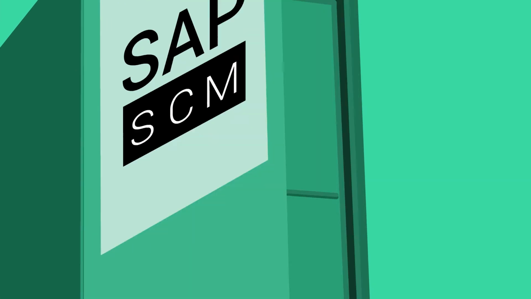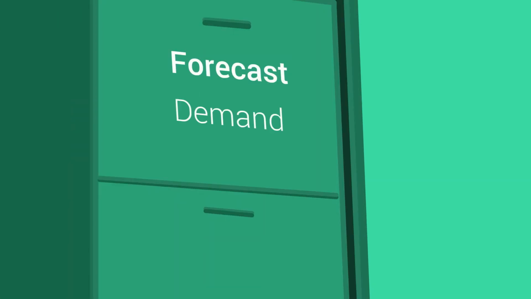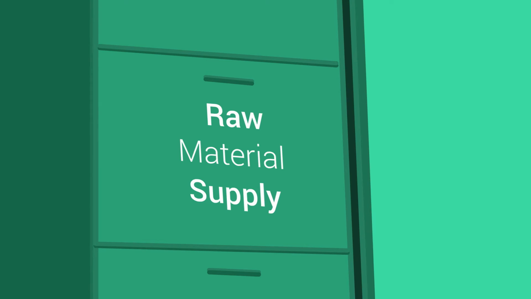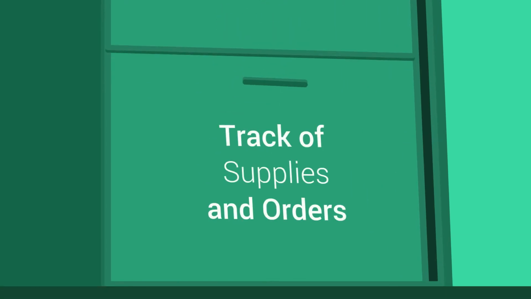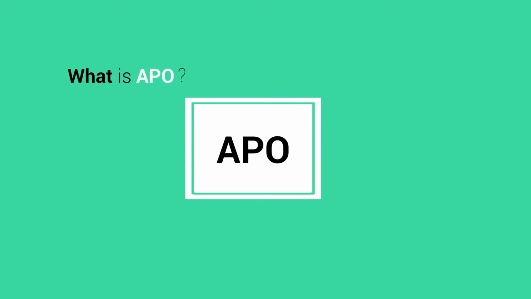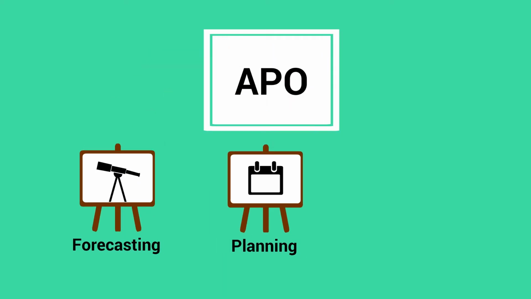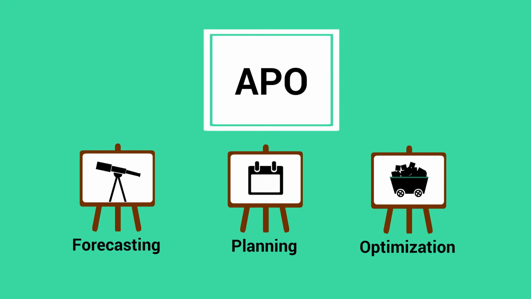The SAP SCM system can forecast demand accurately, plan raw material supply, and keep track of supplies and orders. One of the important components of SAP SCM is the Advanced Planner and Optimizer, APO, application. What is APO? What does it comprise of? APO is a suite of applications that help you in forecasting, planning, and optimizing your supply chain.